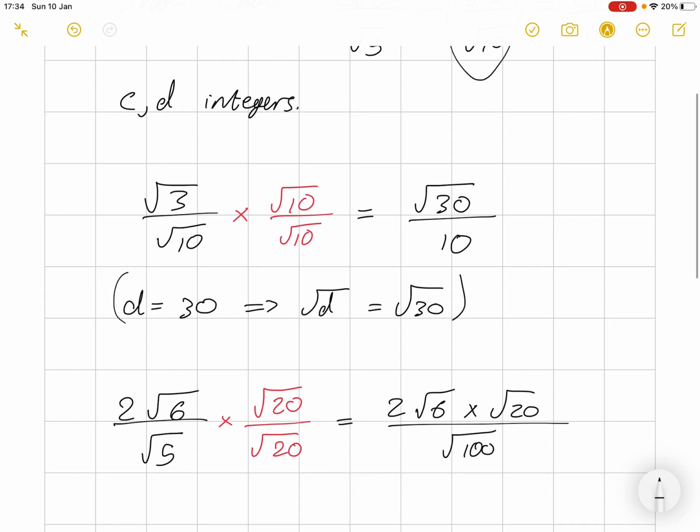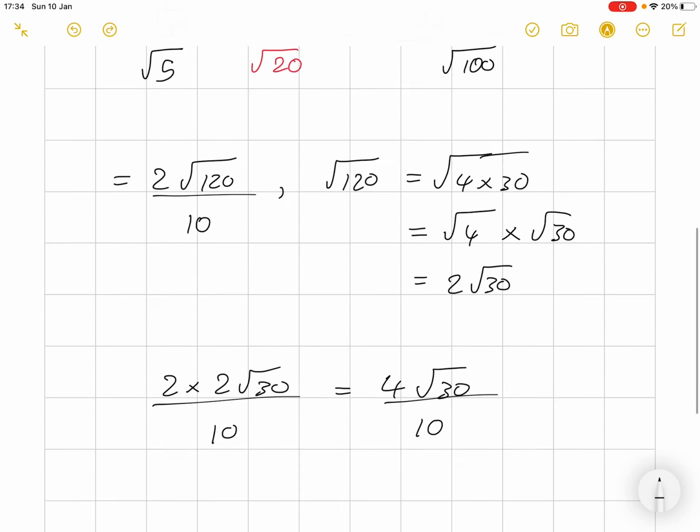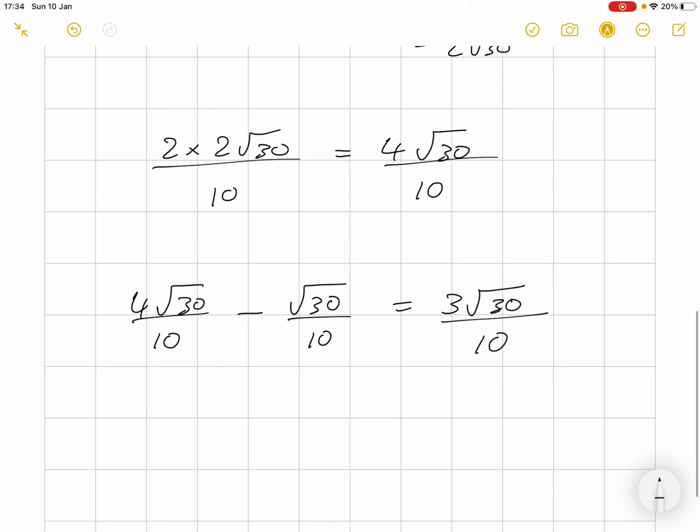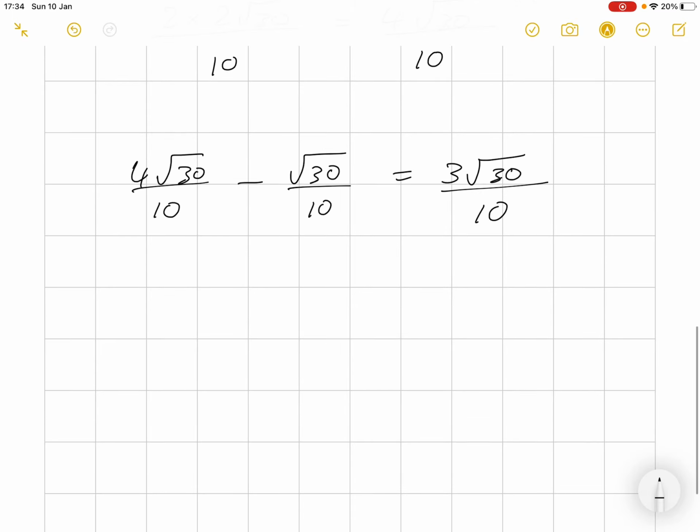And of course, not forgetting this, we have 4 root 30 over 10 minus 1 root 30 over 10 gives us 3 root 30 over 10. And that is our final answer.